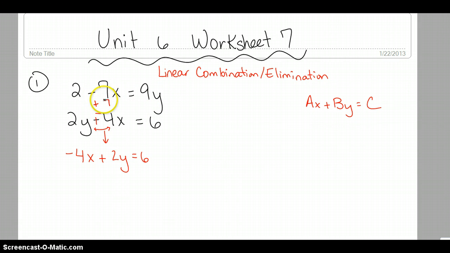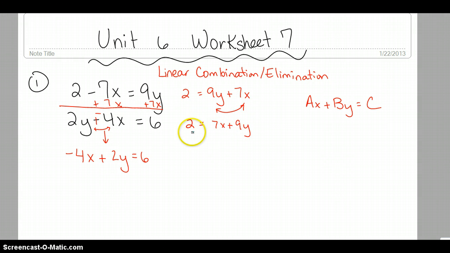I'm going to move the x over to the other side. So if I add 7x to both sides, I am going to get 2 is left by itself equals 9y plus 7x. Alright, we can switch the order a little bit. That's the same thing as 7x plus 9y. And now I can just switch the order. I can put 7x plus 9y on the left, and 2 is going to be on the right.